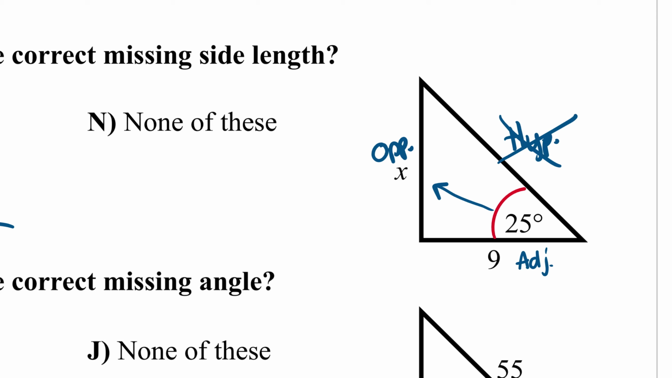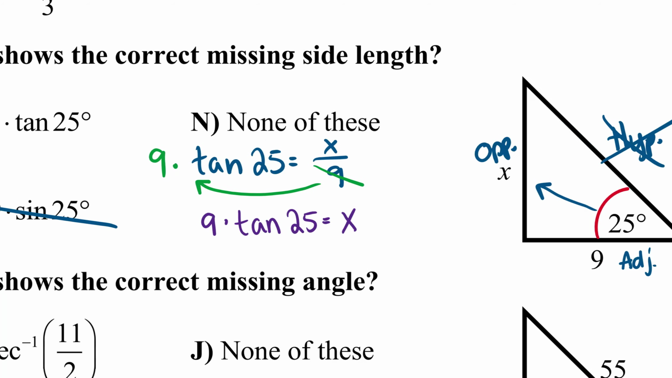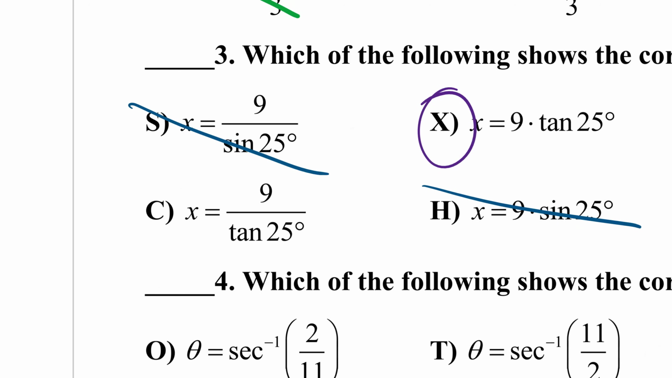Okay, from here, I'm just going to work it out. So I would have tangent of 25 equals opposite, x, over adjacent, 9. Now to get x by itself, I move 9 over here and multiply. So I would have 9 times tangent 25 equals my missing side length. So I need 9 times tangent 25, which is right here. So answer for 3 is X.